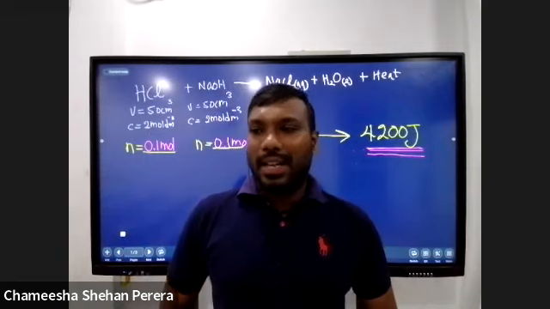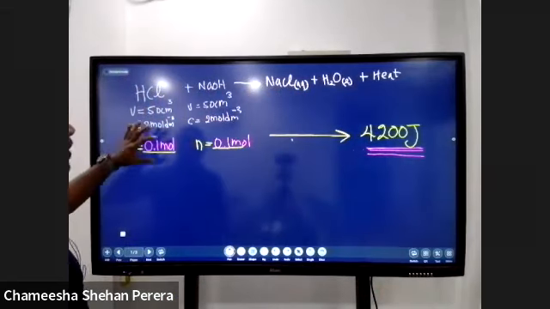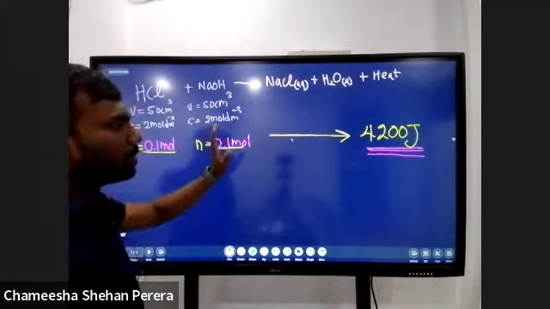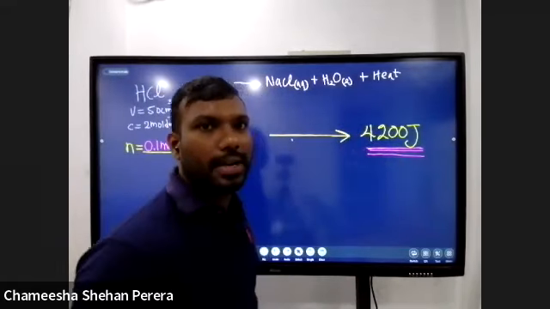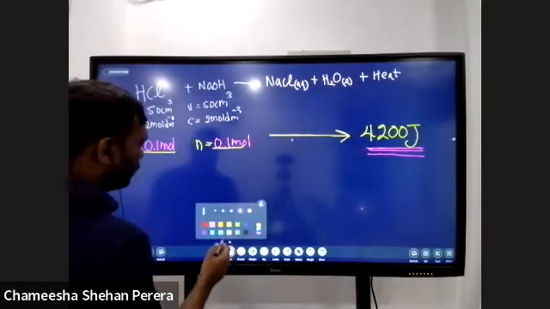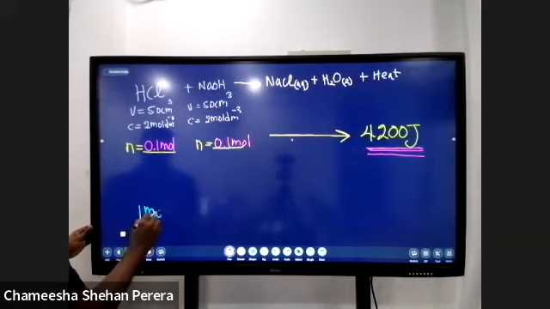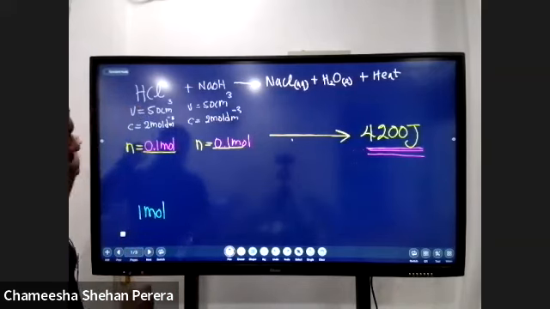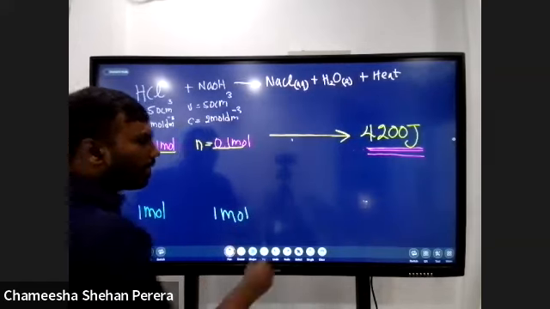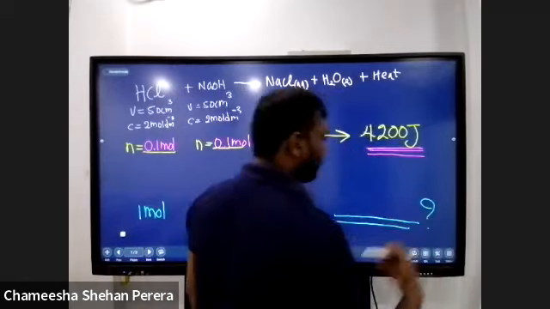It's very simple, guys. Listen, see here. You can see here that when I react 0.1 moles of HCl with 0.1 moles of NaOH, 4,200 joules of heat is released. So in this same reaction, what am I asking you to do? I'm asking you to make 1 mole of HCl react with 1 mole of NaOH. Then I'm asking how much heat could be generated. That's what I'm asking, right?